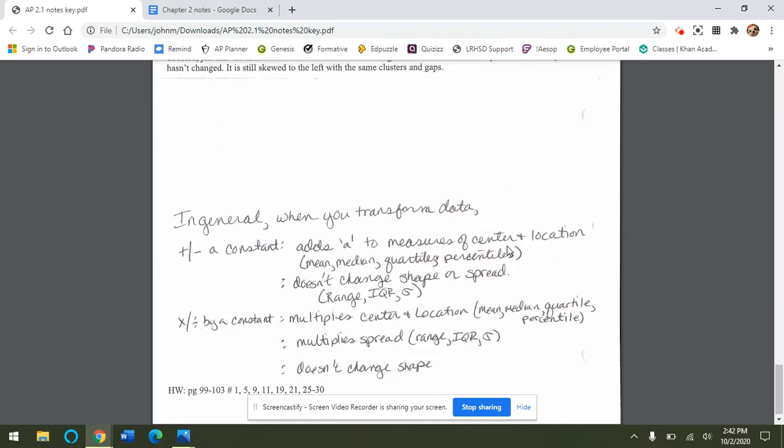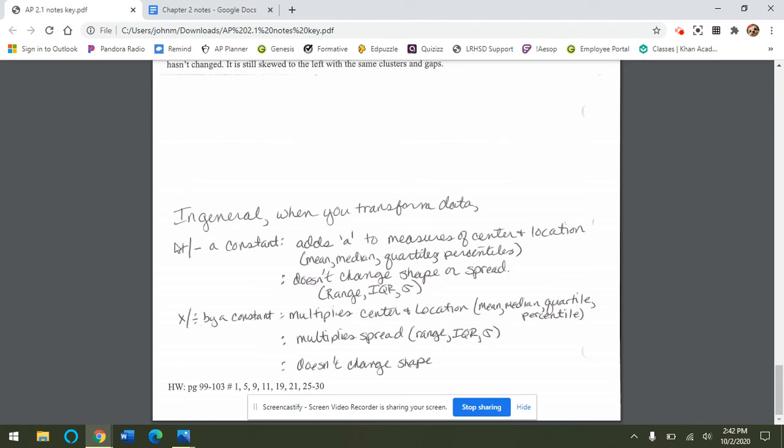All right. So I had written down here that in general, when you transform data, if you add or subtract a constant, it's going to add that number, A, to your measures of center and location. So your mean, your median, quartiles, percentiles. But it's not going to change your shape or your spread. Okay. That's the first example where I added 5. Whereas if you multiply or divide by a constant, it's going to multiply your center and your location. It's going to multiply your spread like it just did. It doubled our standard deviation. It doubled our IQR, but it doesn't change the shape. So when you're transforming data, you're multiplying or adding or subtracting or dividing, your shape is still going to remain constant. Okay. And then these down here are the appropriate book problems that are good to do in class.